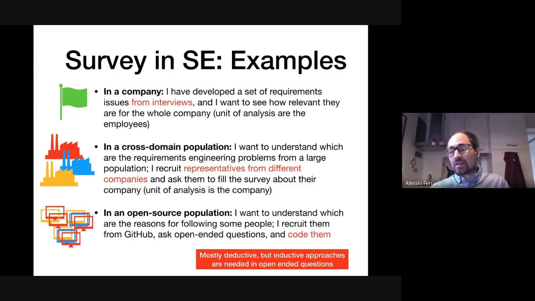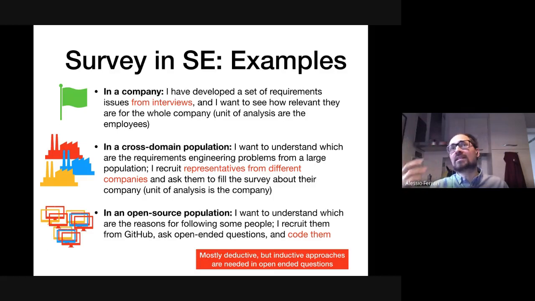I've applied a grounded theory approach to list these requirements issues and the causes, and I want to understand how relevant they are, because now I have just a list, to rank them, to understand which are the most relevant. I decide to submit a questionnaire, a survey, to the whole company, to all the employees of my company that somewhat deal with requirements. So in this case, my units of analysis are the employees of the company. Okay, the employees that deal with requirements and can allow me to rank this.